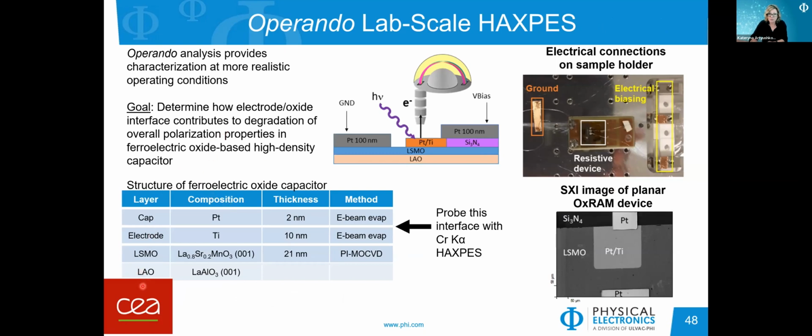Again, in collaboration with CIA, they have created a cell and put it on the sample holder that I showed before, where you have the capability to bias. And with our microprobe X-ray source, we can actually obtain an SXI image, the secondary electron image, of this cross-section. And so we can really focus on selecting which areas to analyze.